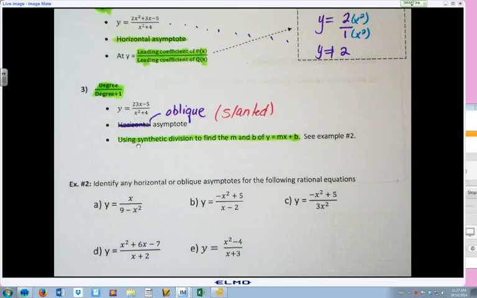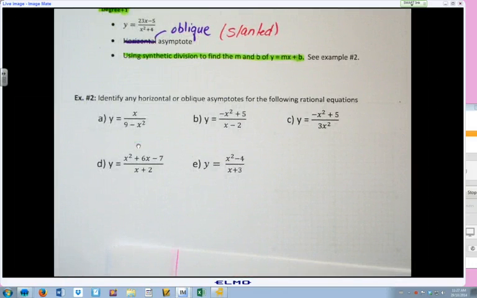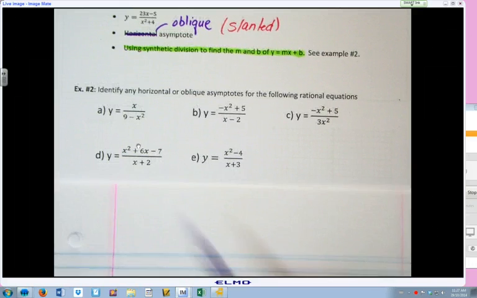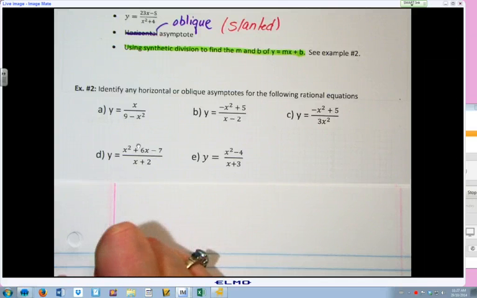How are we doing so far? Okay. So example 2, we're just going to work on finding the horizontal and oblique asymptotes. We're not getting to the graphing yet because I want to do this stuff step by step. So number 2, we're going to identify them and then figure out where they are.